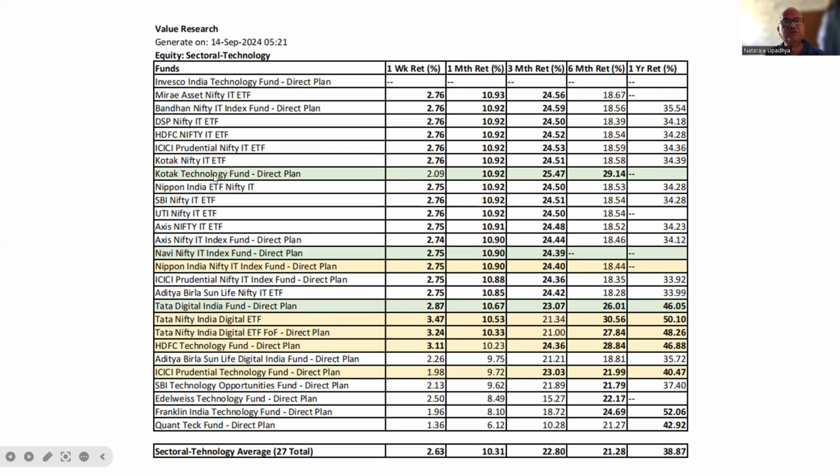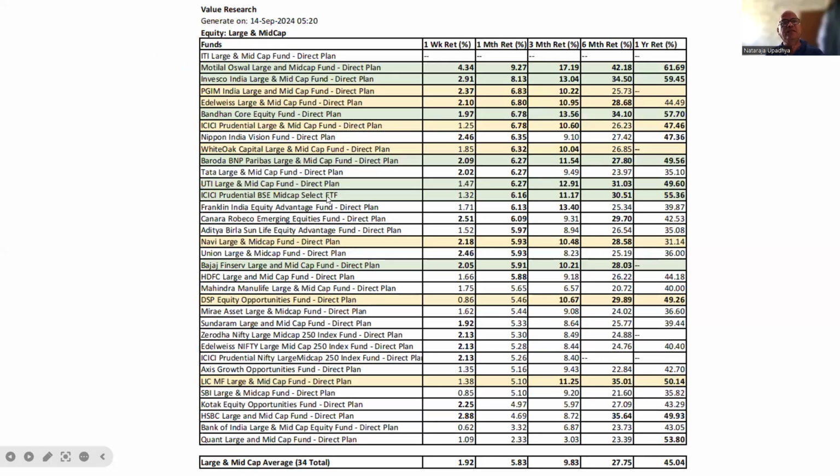The ones in green are Kotak Technology Fund, which gave 10.92% for the month and 29.14% for 6 months. Navi Nifty IT Index Fund, 10.9 for 1 month, 24.39 for 3 months. Tata Digital India Fund, 10.67 for 1 month, 26.01 for 6 months, but subdued for the year. So you have some choices here. Next is large and mid cap funds, which is a mix of large cap as well as mid cap funds. There are 34 such funds.